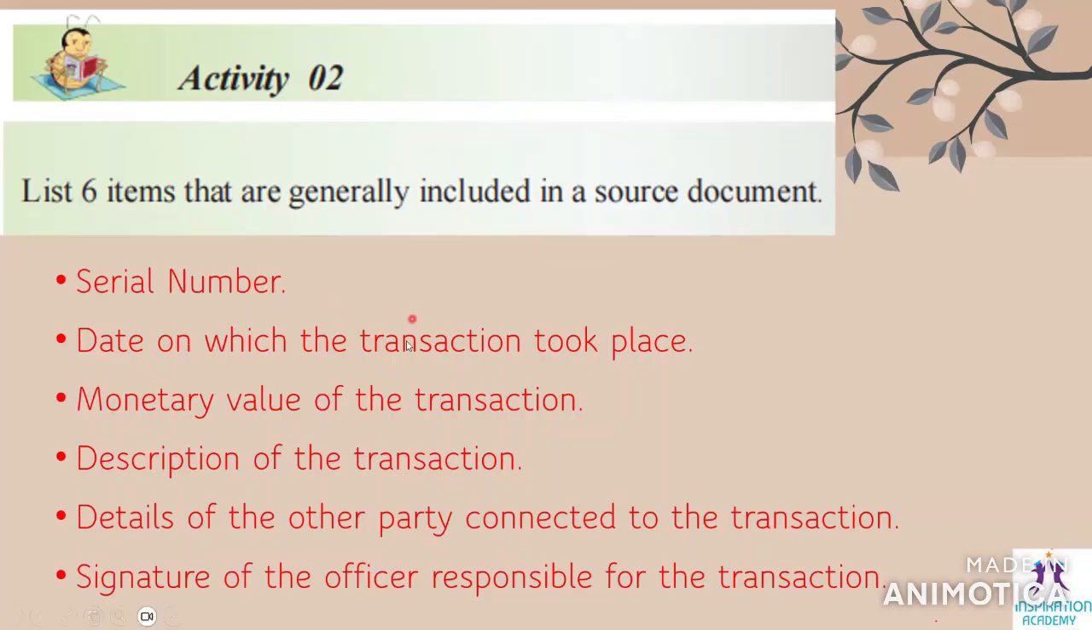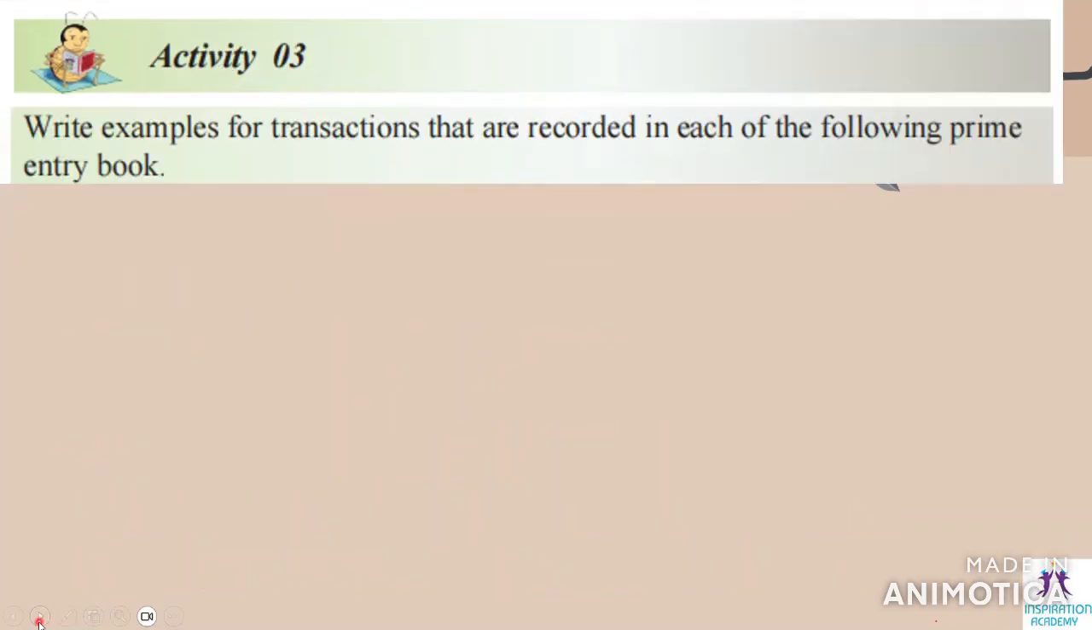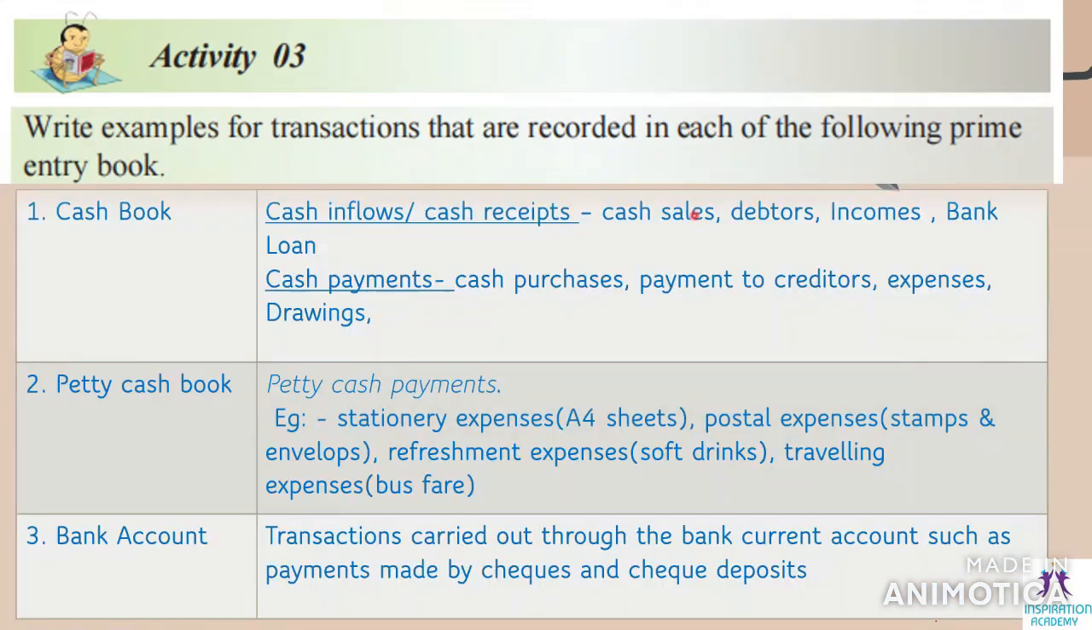Moving on to the third activity. This is a bit of an important activity. We'll see examples of transactions that are recorded in each of the following prime entry books. First, we have the cash book. Cash inflows or cash receipts: cash sales, debtors, incomes, bank loans.